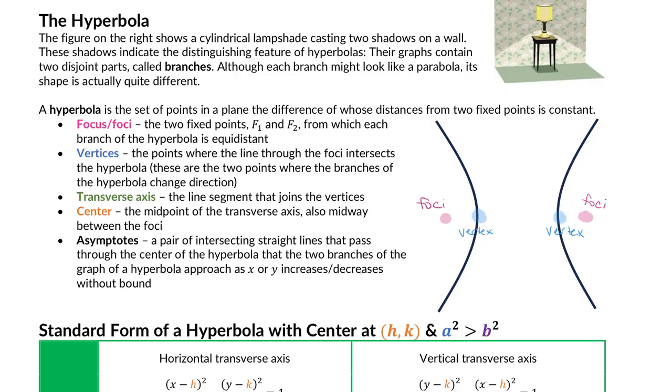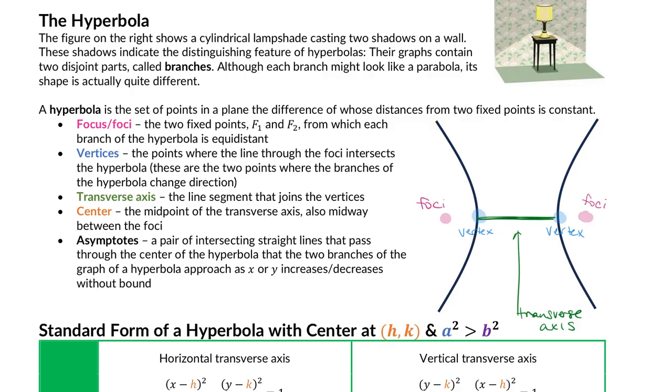We no longer have a major and minor axis. Those were vocabulary for the ellipse. But in the same way of keeping all of the points together, we have a transverse axis. The transverse axis is the line segment that joins the vertices. If you notice, if I did extend that transverse axis, it would go through the foci as well. I'm going to run out of space here. Transverse axis.